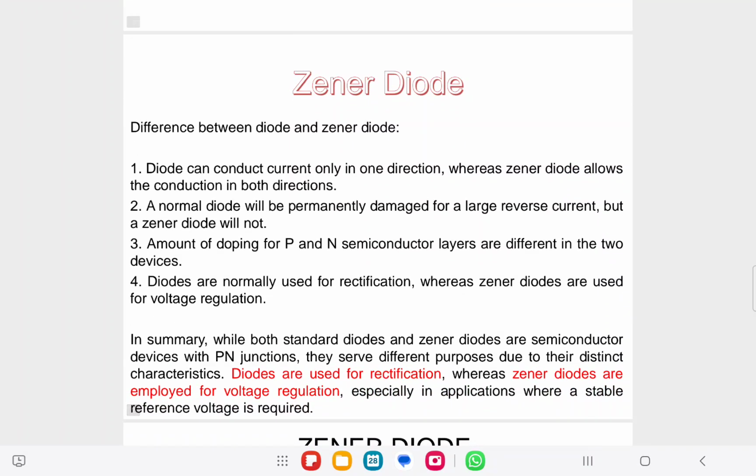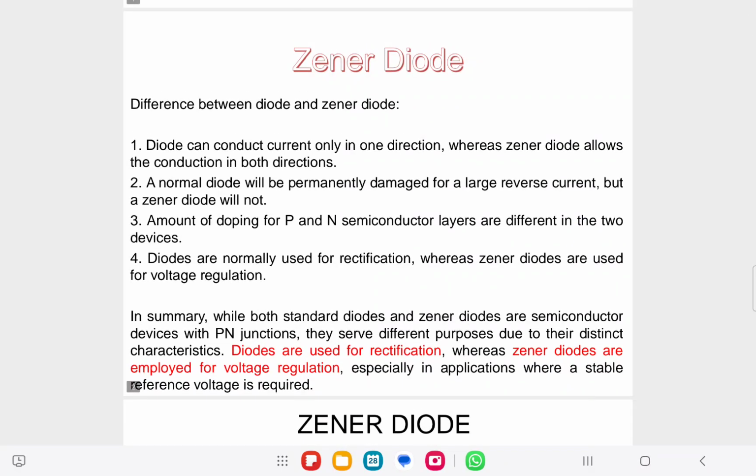Zener diode, what is this Zener diode? Okay, this is the explanation of the diode and the Zener diode. A diode is the simple, ordinary diode. It can be used as a switch. There is forward and reverse bias. What happens in forward?